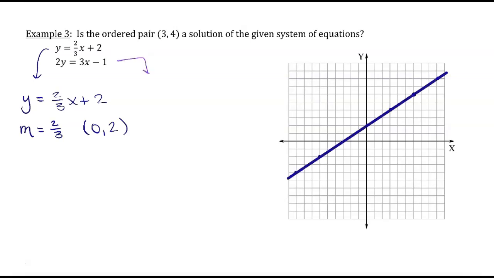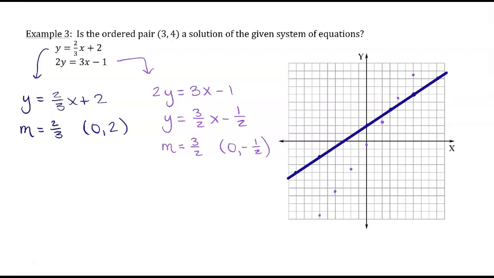Now let's graph our second equation. Dividing both sides by 2, we have y equals 3/2 x minus 1/2. That tells us that this line has a slope of 3 over 2 and a y-intercept at (0, -1/2). We'll first plot the y-intercept at (0, -1/2), and then use our slope of 3 over 2 to plot some more points. Finally, we'll connect our line.